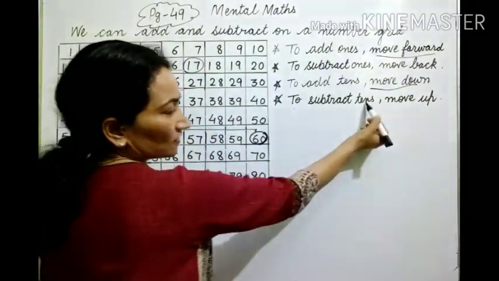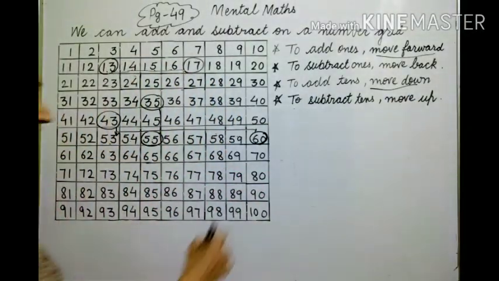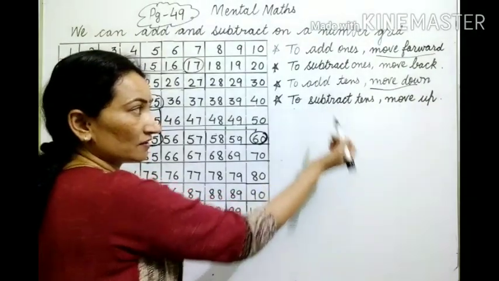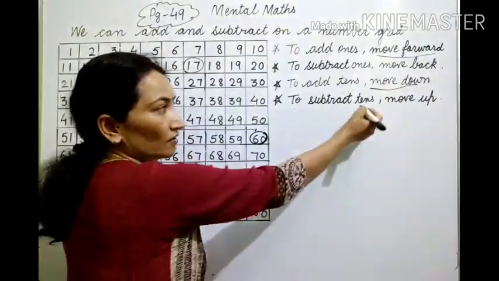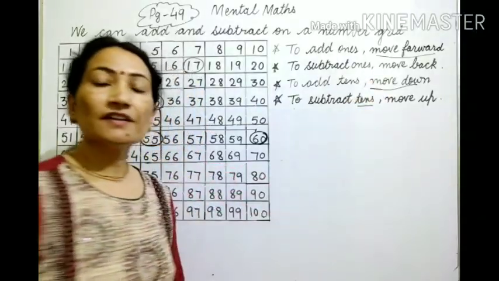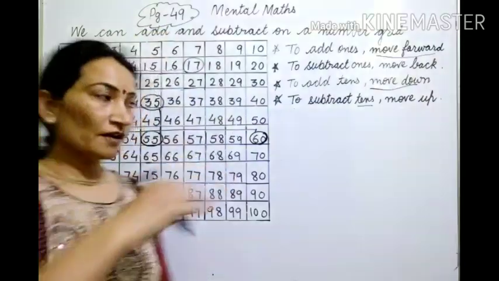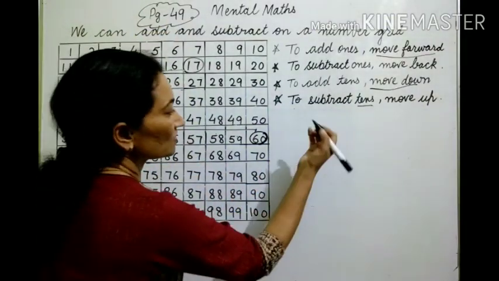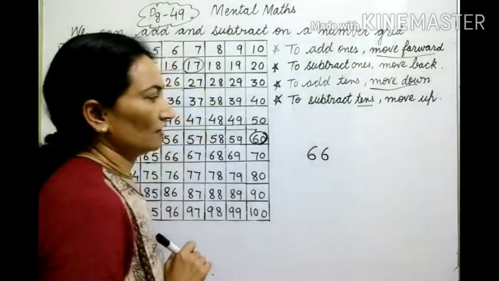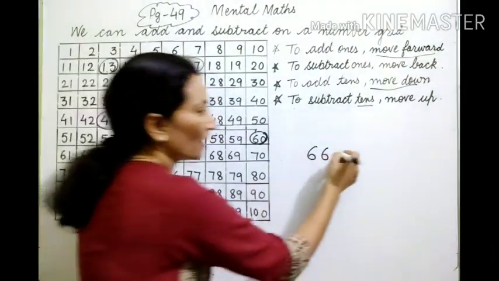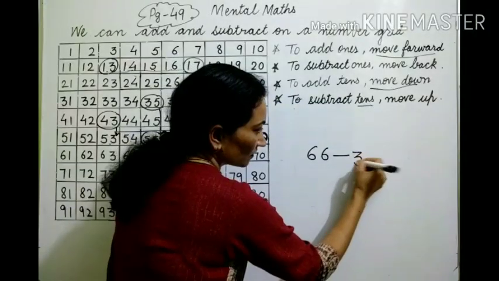To subtract tens, move up. It means if we subtract any number and there are tens in it, then we will move upside. Okay, let's take any number. Suppose we take 66. We have to subtract another number, 35.